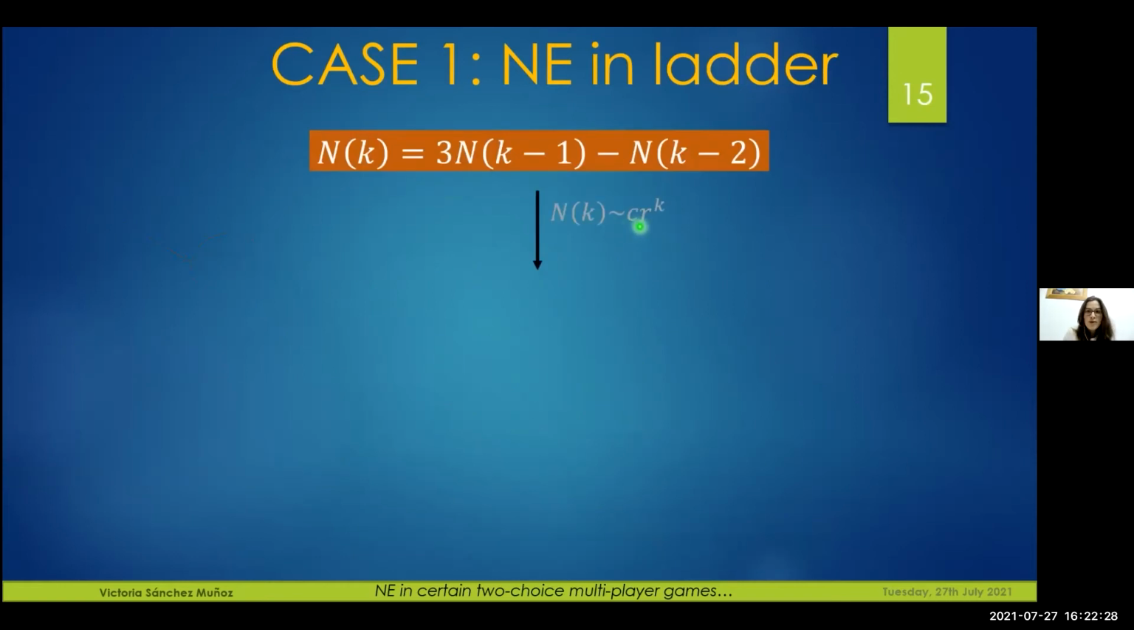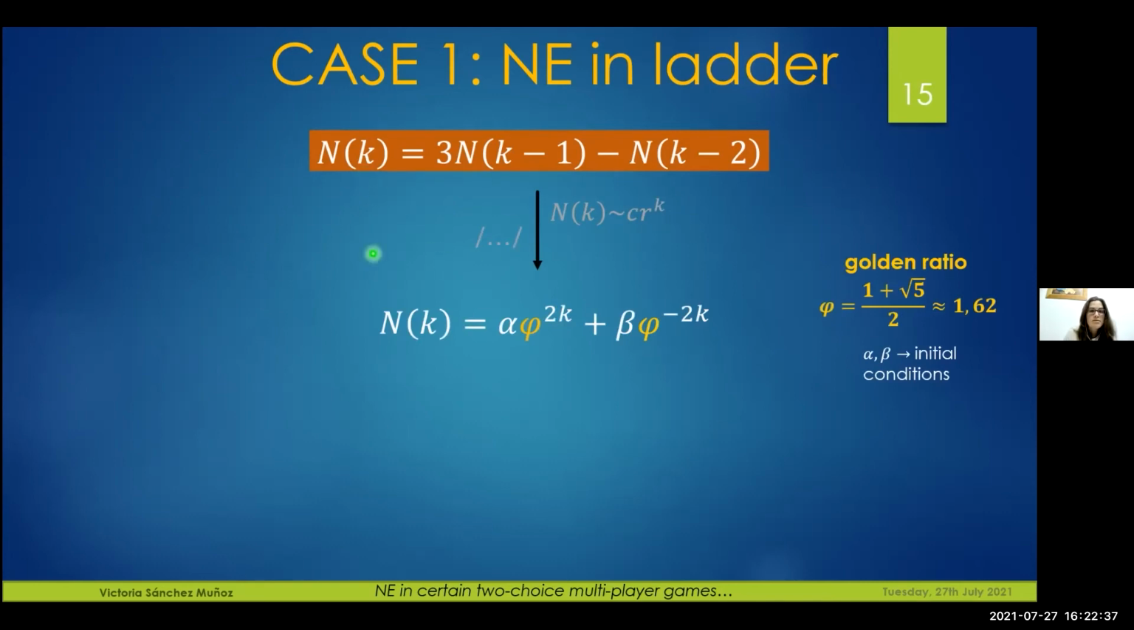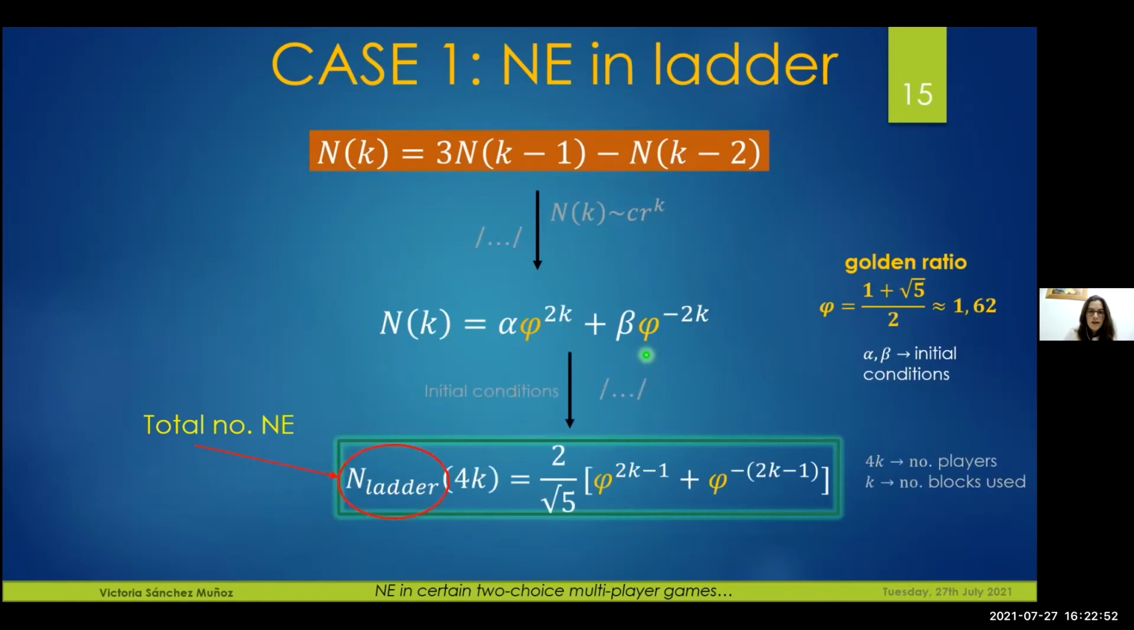So we end up with this recurrence relation. To solve it, you just try the exponential growth with this R^K as a function of the number of blocks used. This is the general solution, where alpha and beta are set by the initial conditions, and the base of the exponential growth is the golden ratio. Okay, so I will spare you the details, but using the initial conditions and working for a bit, we find a very nice analytical expression to count the number of Nash equilibria for the ladder graph with 4K players, and it looks like this.